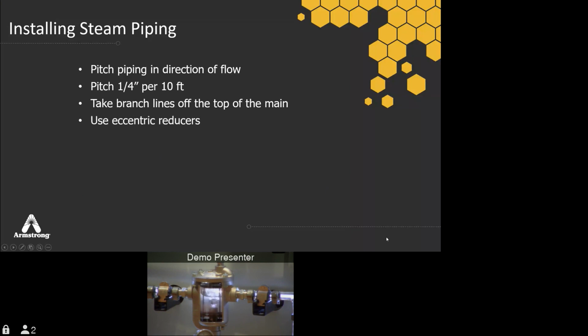Use eccentric reducers as opposed to concentric reducers. Same reason. Water is in the bottom of the pipe. A concentric reducer will trap that water in the bottom of the pipe. Use the eccentrics.